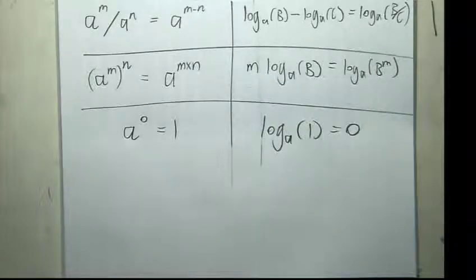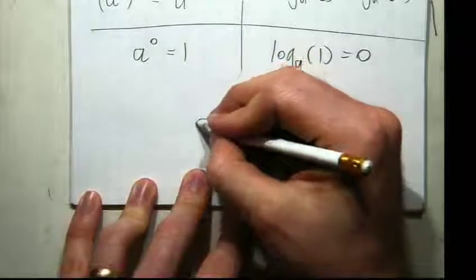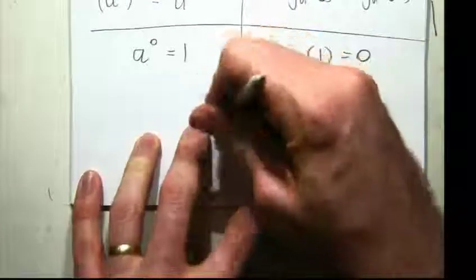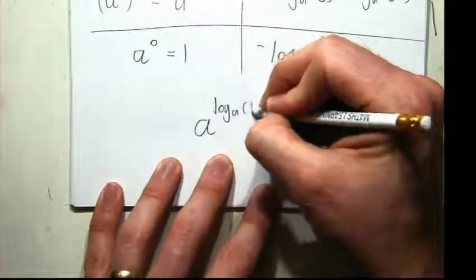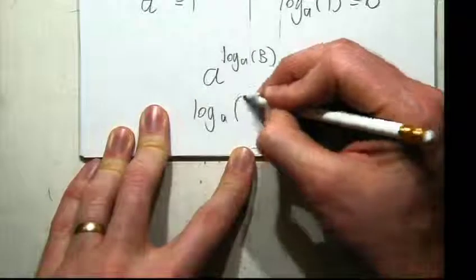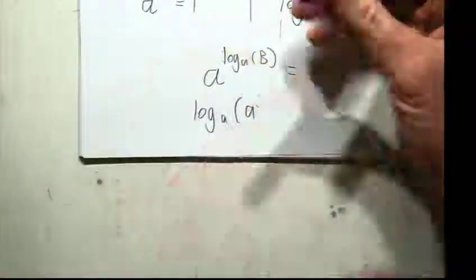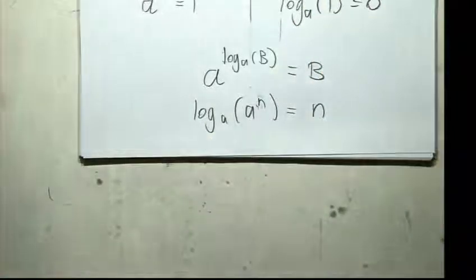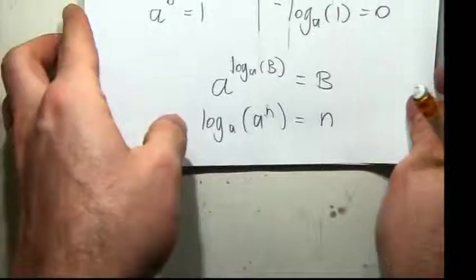But the most important rule for logs and powers is this one. A to the power of log A B is B. That's the whole point of logs. They do the opposite of what powers do. And so if I do a power and then the matching log, it'll undo what I just did. And it works the same the other way around. If I do a log and then the matching power, it'll do nothing. And that means that you can solve equations that have powers using logs.